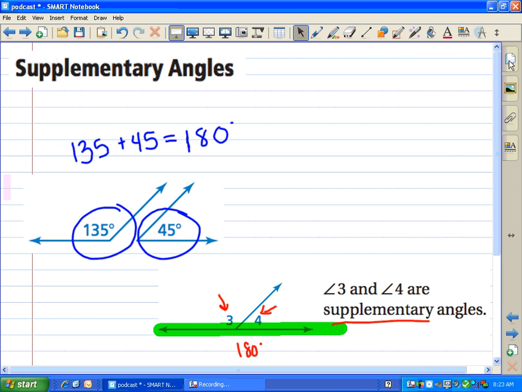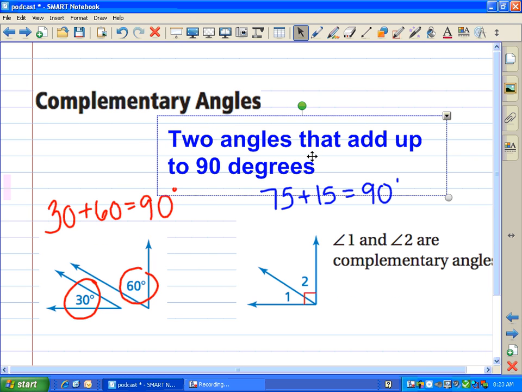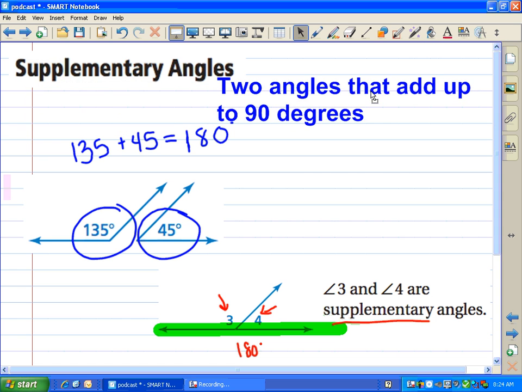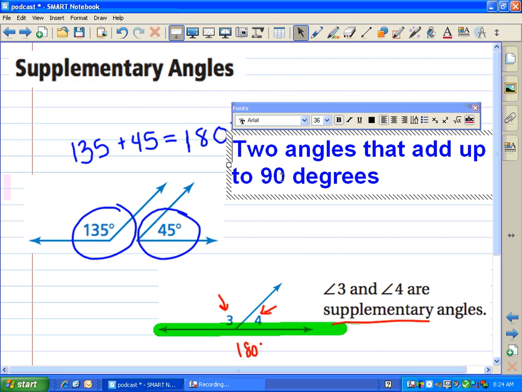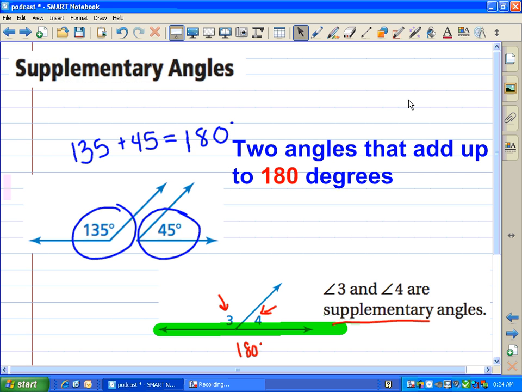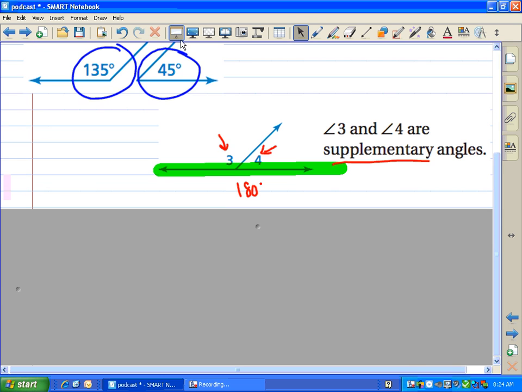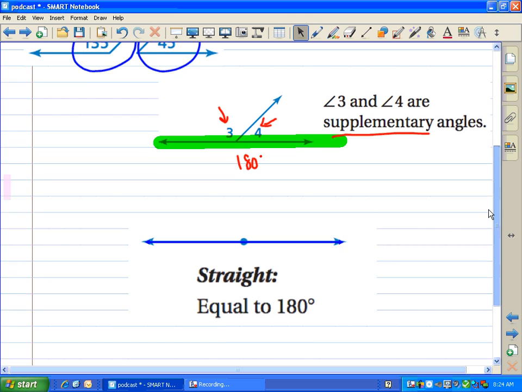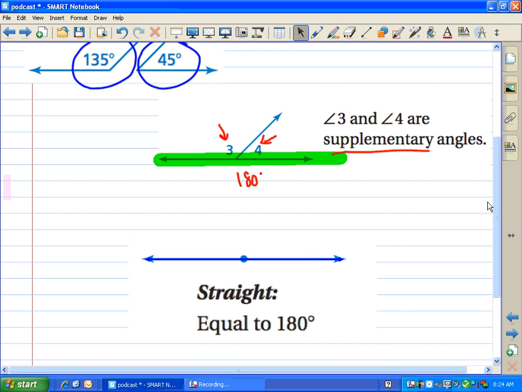So I'm just going to hop back to the last slide for a second. Copy and paste, and then change a word here or there. Two angles that add up to 180 degrees. Bada bing, bada boom. Visual people, you should be able to see on the last slide we talked about a straight angle. If I take this straight angle or straight line and put it up here, that has to be 180 degrees.